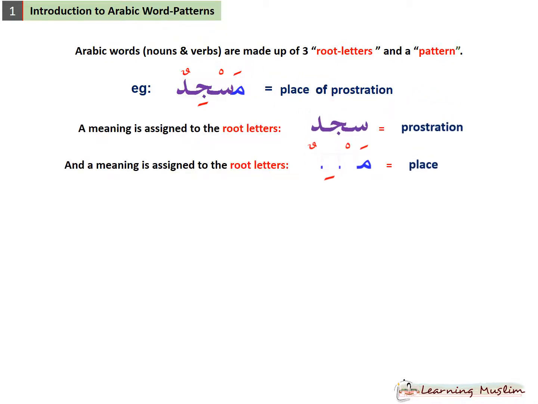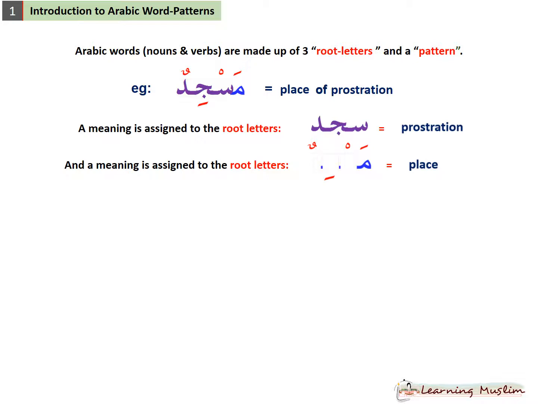So we have the root letters Sin, Jim and Dal, which has the meaning of prostration assigned to it. And we have this pattern Maf'ilun. It has the meaning of place assigned to it. So together, the root letters with the pattern together gives us the meaning of place of prostration.